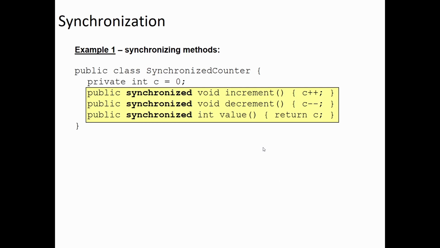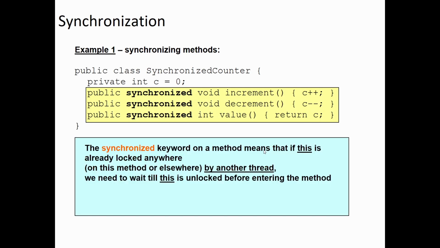Threads and synchronization require thinking. This is not stuff that could be done automatically. You have to think in a strange way, as a computer, right? So the synchronized keyword on a method means that if this is already locked anywhere by any other thread, we need to wait till this is unlocked before entering the method.